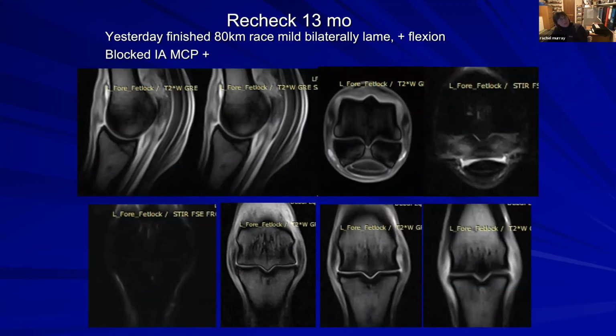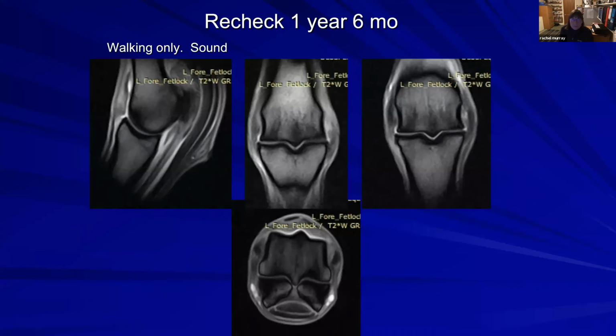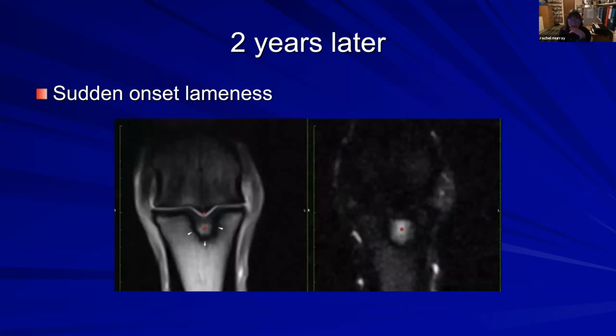At 13 months, it raced, but then was lame after racing, blocked out. And we can see we've got recurrence of this fluid signal, but it's not extensive. We have another recheck. The horse has been resting and we've got resolution of all the fluid signal. Everything looks pretty good again. So it looks like the horse is coping quite well with that.